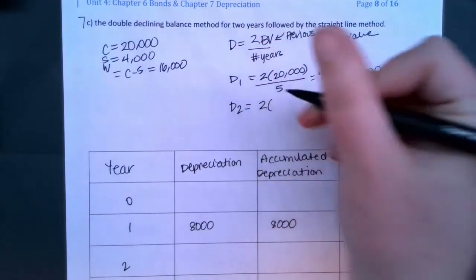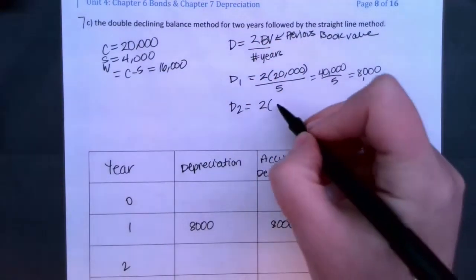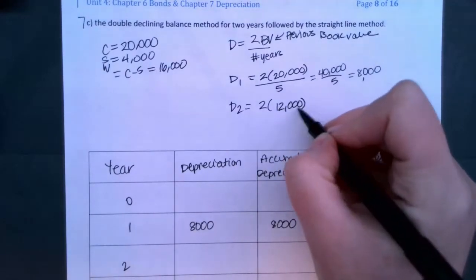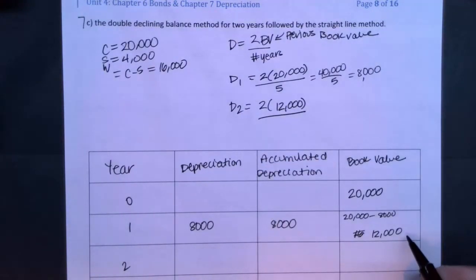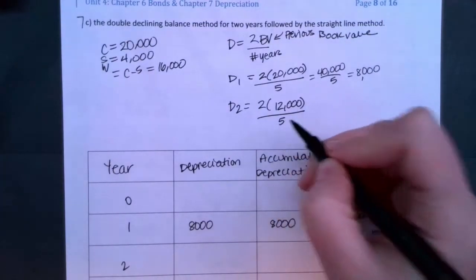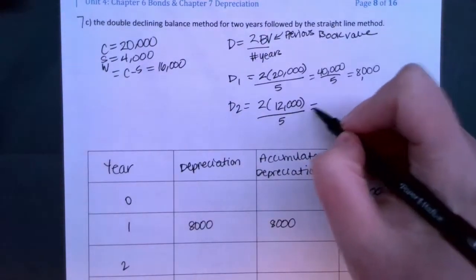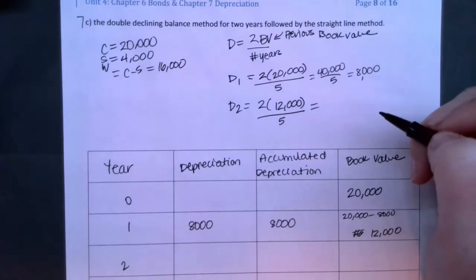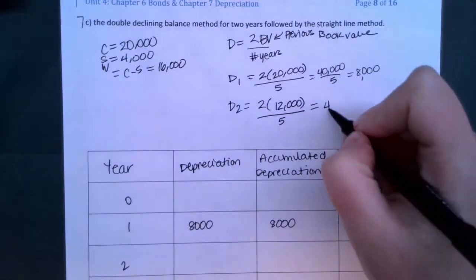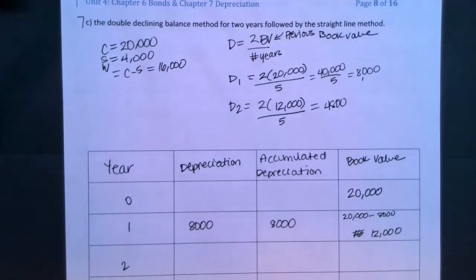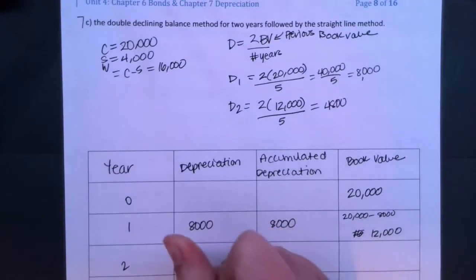So we're going to take twice the previous book value, which was $12,000, because that's the current value of your asset right now at the beginning of the year, and we're going to divide that by 5. So again, we're still dividing it by 5. That's not going to change. And when you plug that into your calculator, you should get $4,800. Okay, so that's our second depreciation.